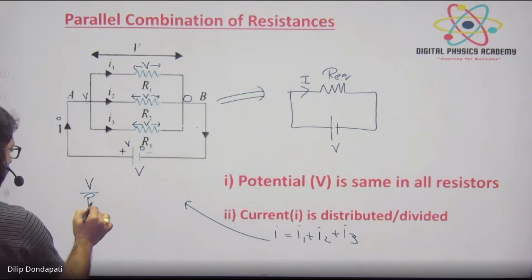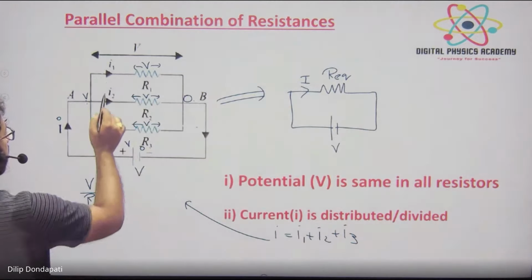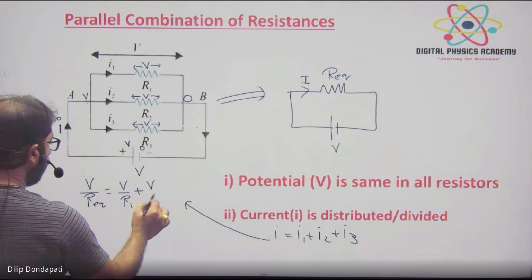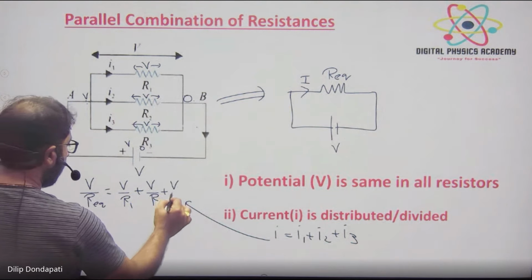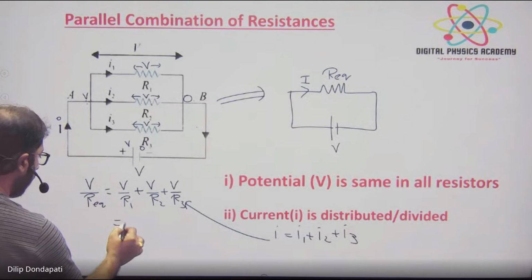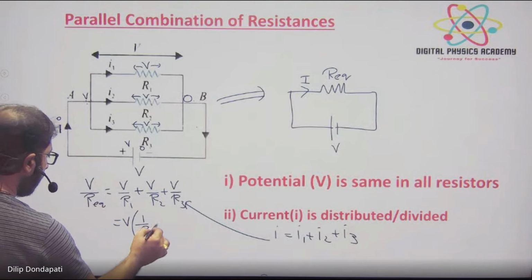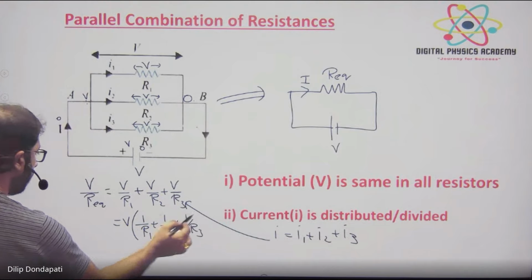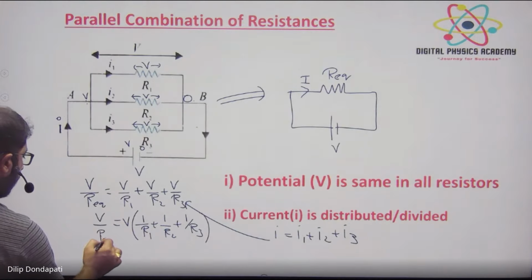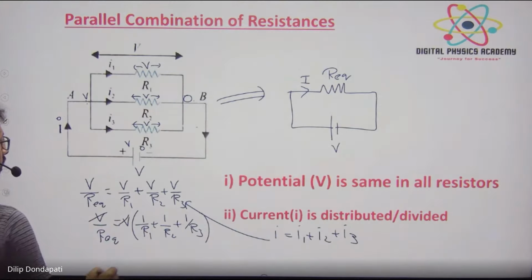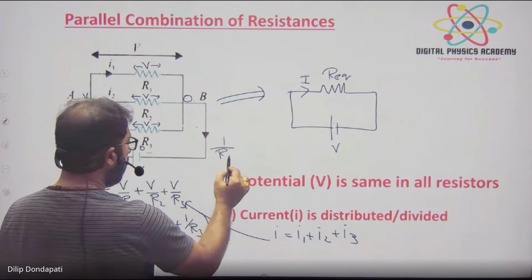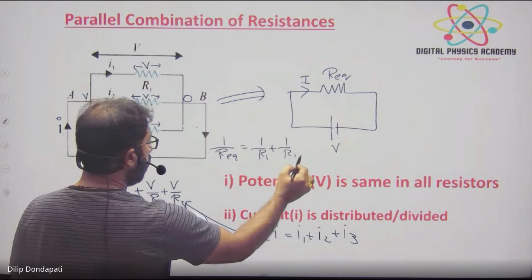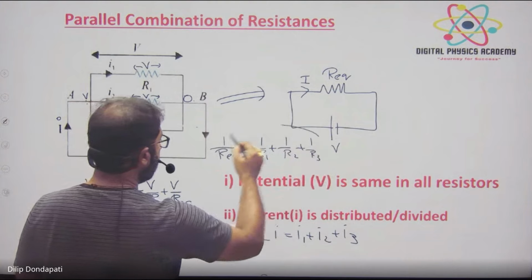V by R equivalent is equal to I1 के जगह में V by R1 plus V by R2 plus V by R3. So V common लूंगा, 1 by R1 plus 1 by R2 plus 1 by R3. That is equal to V by R equivalent. So V cancel. So therefore, for parallel का, what is the formula? 1 by R equivalent is equal to 1 by R1 plus 1 by R2 plus 1 by R3. This is the formula for R equivalent.